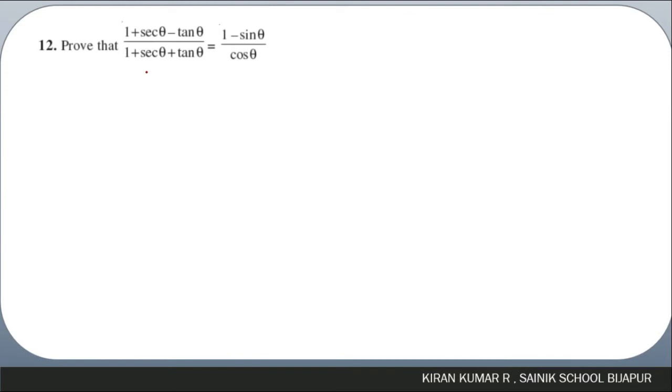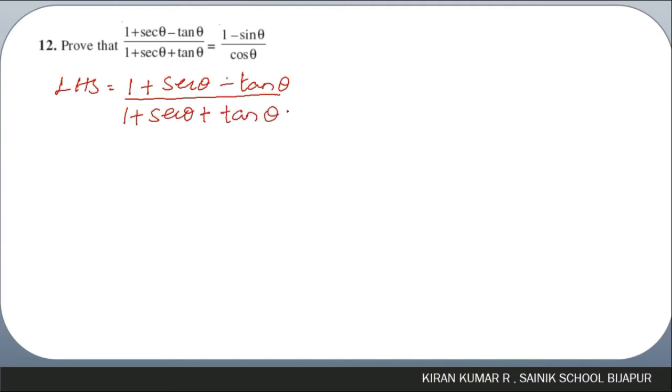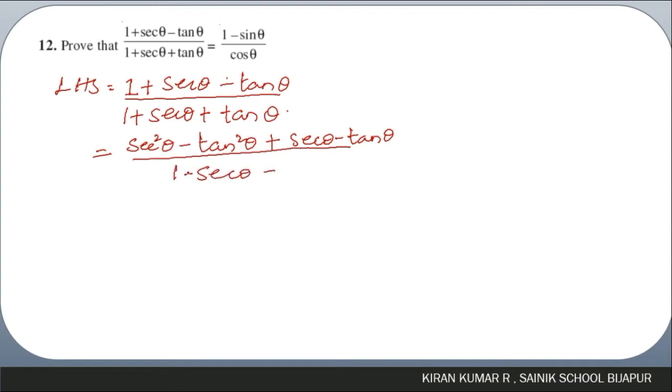1 plus secant theta minus tan theta upon 1 plus secant theta plus tan theta equal to 1 minus sin theta by cos theta. Let me make use of some identity to get the things done here. I'll consider the left hand side. In the left hand side, we have 1 plus secant theta minus tan theta upon 1 plus secant theta plus tan theta. Observe, in the numerator, this 1 I'll replace with secant square theta minus tan square theta. Secant square theta minus tan square theta plus secant theta minus tan theta upon the denominator, I'll keep it as it is. It is 1 plus secant theta plus tan theta.